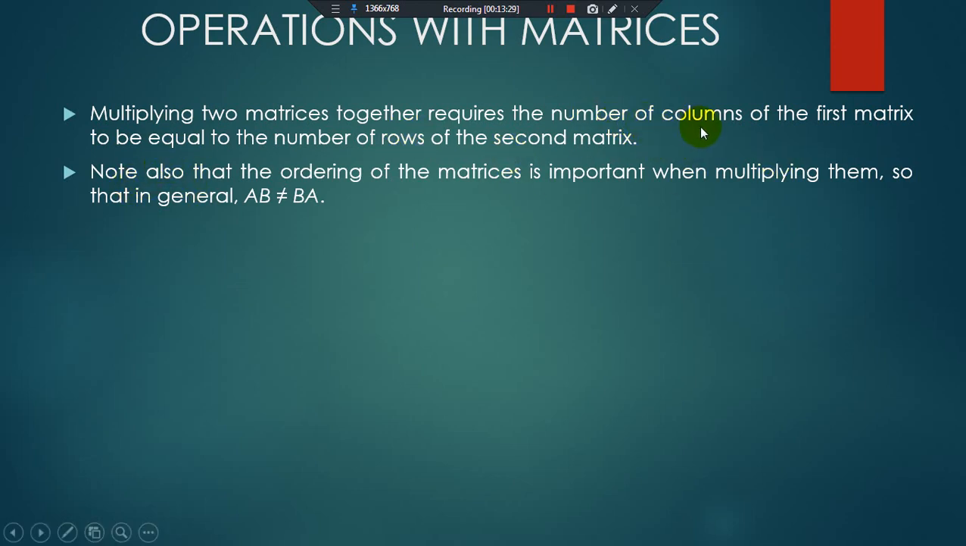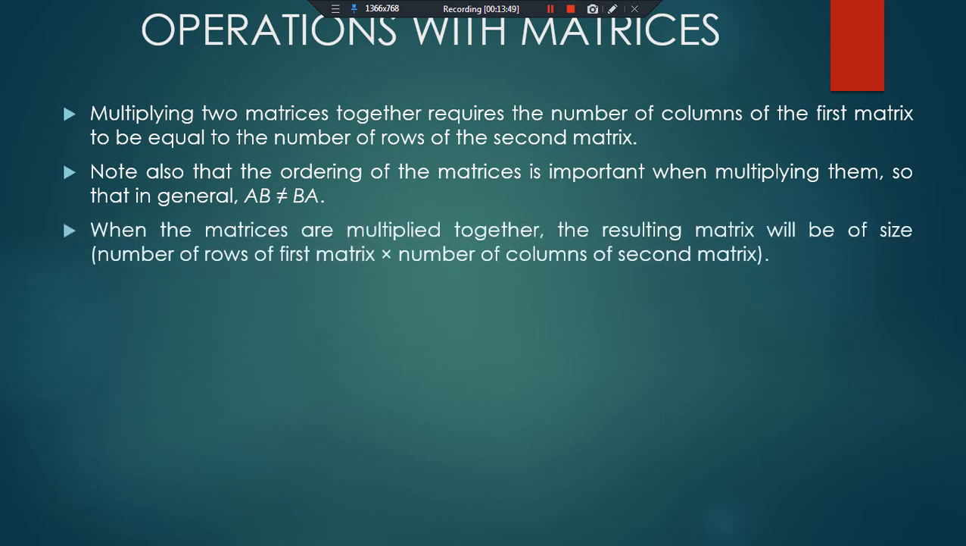a rule: the columns of the first matrix must equal the rows of the second matrix. So sometimes we face difficulty in the multiplication if the rows and columns are different. So every time, A times B will not equal B times A. Okay, when the matrices are multiplied together, the resulting matrix will be of size: number of rows of the first matrix by the number of columns of the second matrix.